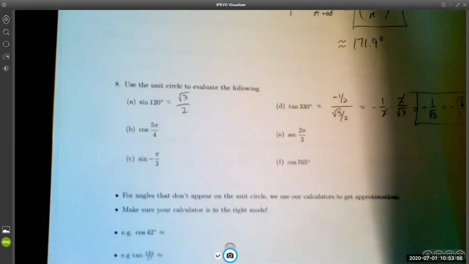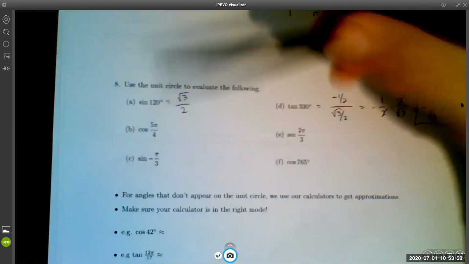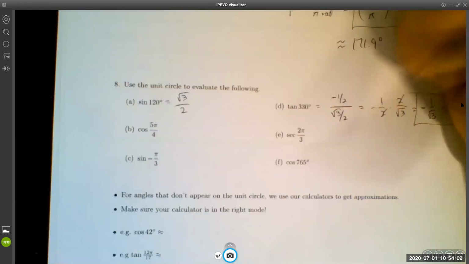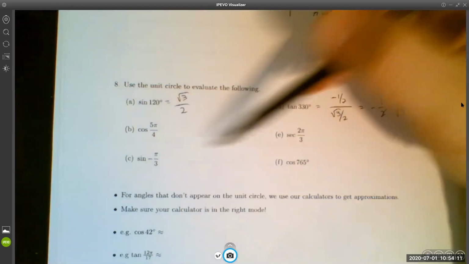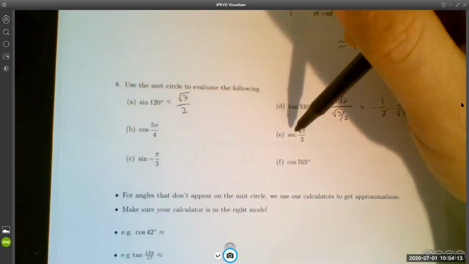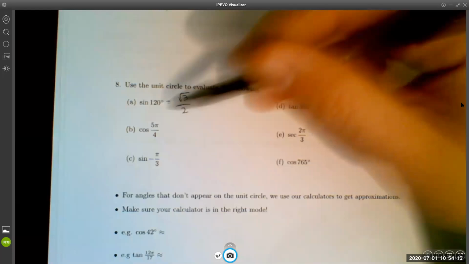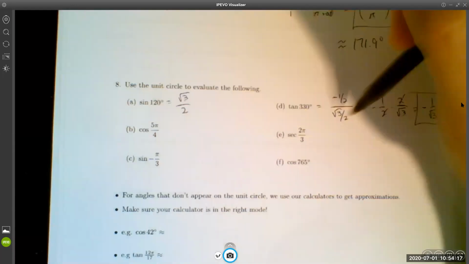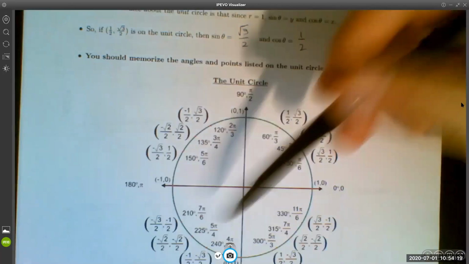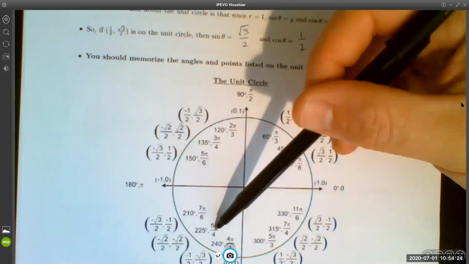We can do the same thing with the radian measure. I'll just give you one example, and then I'll let you work on the rest. I kind of went in the wrong order, but whatever. I'll do part B for you, and then I'll let you work on part C and part E on your own. But part B, cosine 5 pi over 4. So we find 5 pi over 4 on the unit circle, right there. Cosine is the x coordinate, so that would be -√2 over 2.